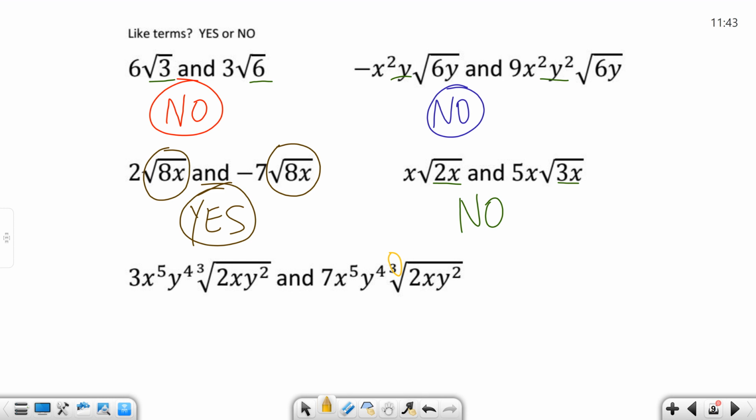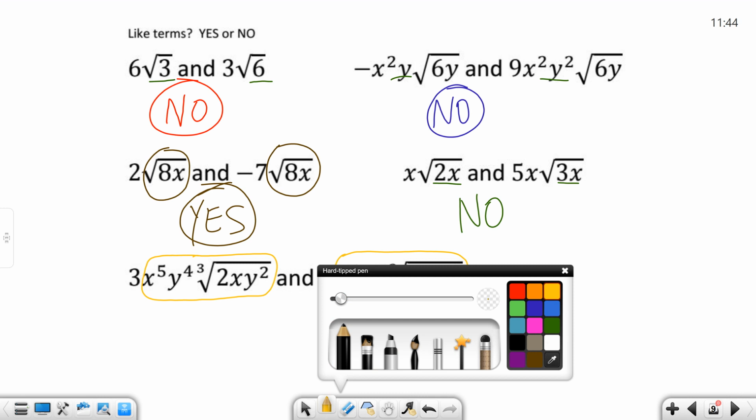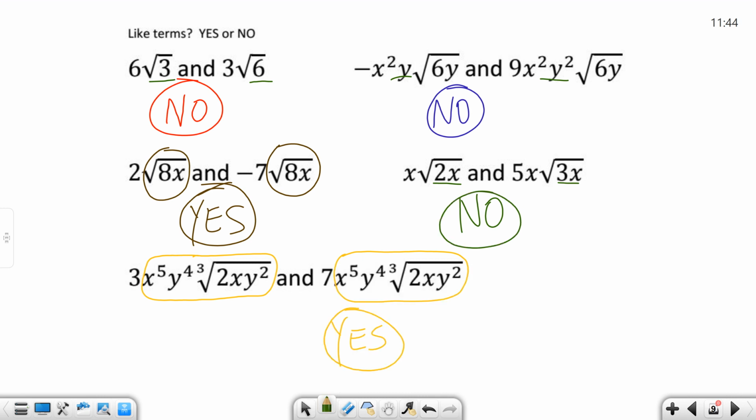But the root's what? The third root, the cube root. I said it wrong, okay? So the cube root of this and the cube root of this are all the same. So guess what? Everything's the same. This whole piece here and this whole piece here, the only part with variables and radicals. So those two things are the same, so that's why they are like terms here, okay? That's why they are like terms, all right?